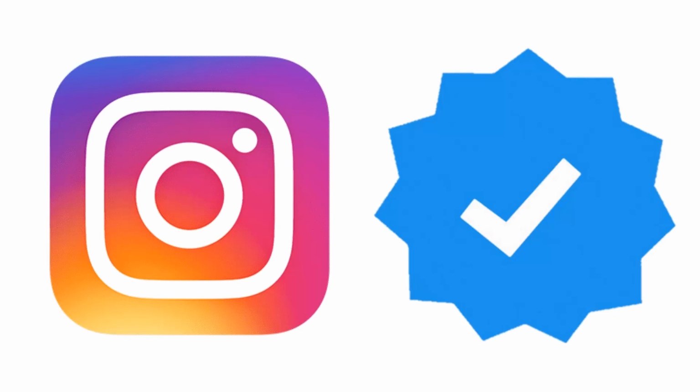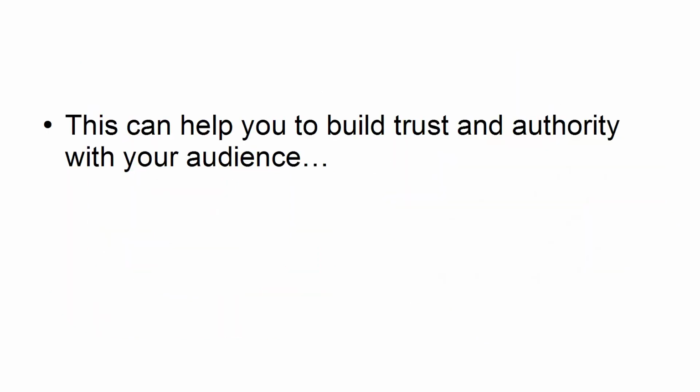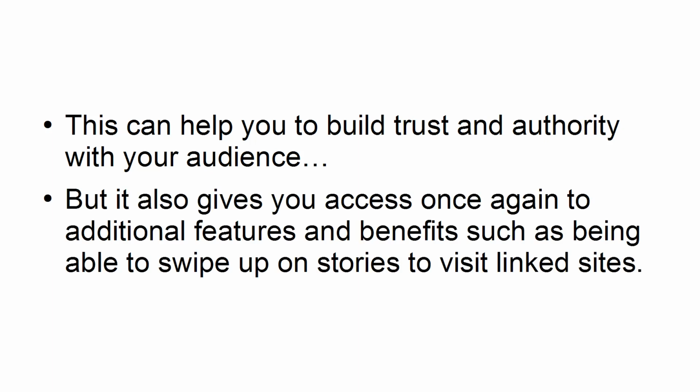Step 5. Become verified. If you are a known name or have a known brand, then becoming verified means you'll be singled out as the official account with a badge. This can help you build trust and authority with your audience, but it also gives you access once again to additional features and benefits, such as being able to swipe up on stories to visit linked sites.